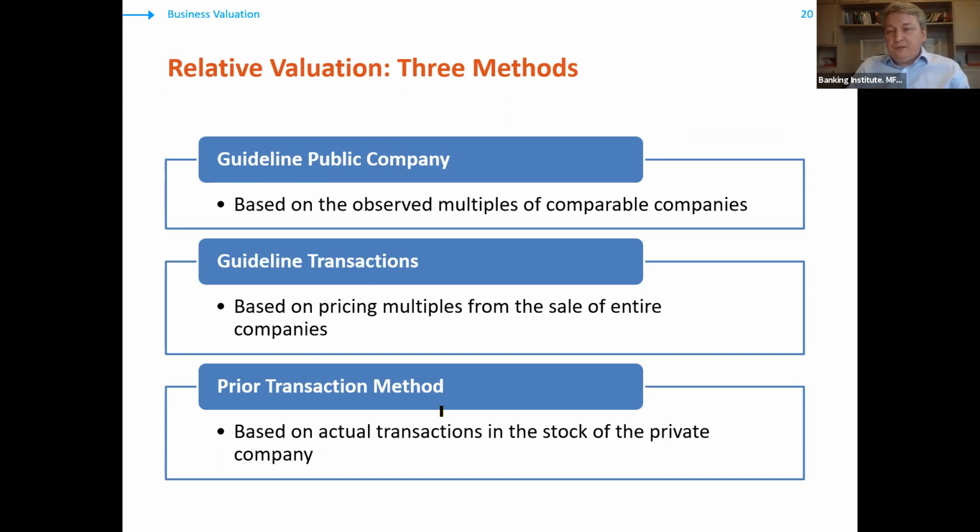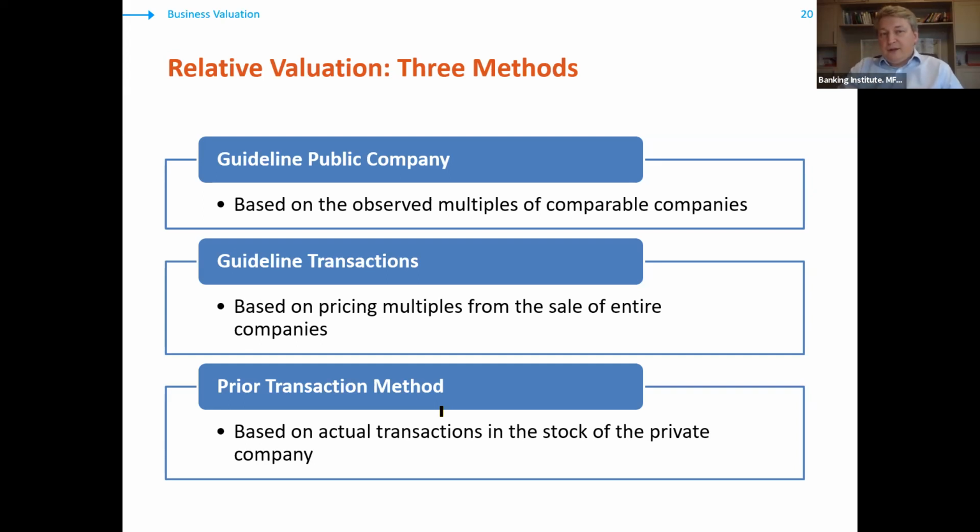We use information from the principles, the math from public company valuation, but we have to solve somehow our problems with the data. And with the data, the calculations of multiples are the same. So the only issue is comparables. We have three possible ways to find our comparables.